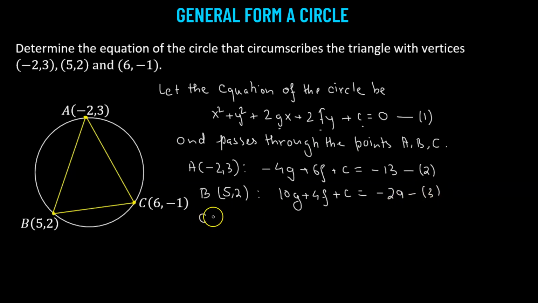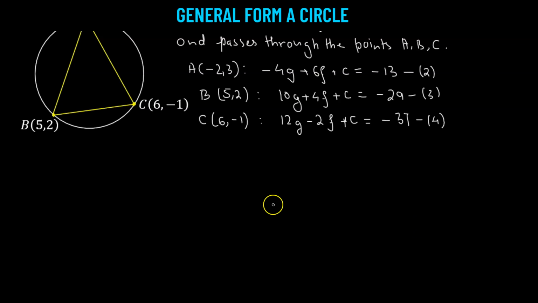And then finally, the circle also passes through point C, (6, -1). So it's going to satisfy the equation of the circle, and we get 12g minus 2f plus c equals -37. We're going to call it equation number 4. So in order to find out the values of g, f, and c, we'll have to solve equations 2, 3, and 4. So let's do it step by step.